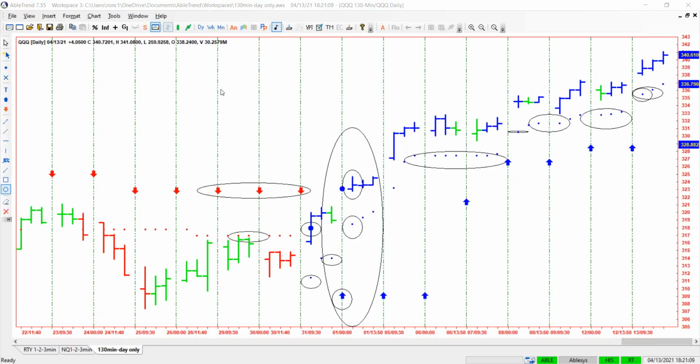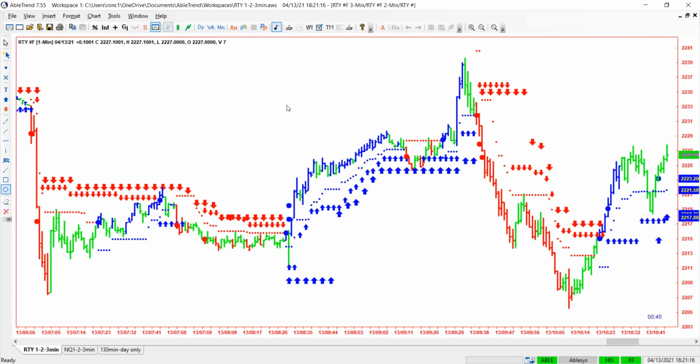Okay, so let's take a look at the Russell here today. Whoops, let me go back to the Russell. There it is. So the Russell right here, there's your triple confirmation trade. About 10 minutes after the market opened up, there it is. There's the big red arrow. You got to have that big arrow. You got to have the 3 minute. Naturally, that's going to be a little slower, so you got to have that one.